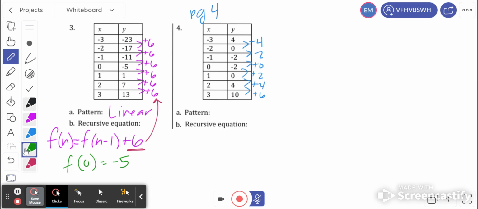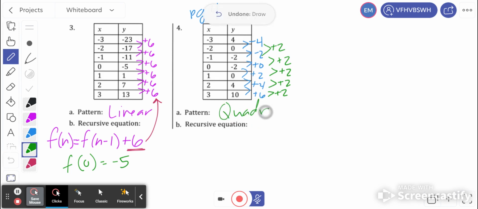So then what we have to do is take the second difference. When we take the second difference, we are adding 2, adding 2, adding 2, adding 2, and adding 2. So you notice that now it is finally consistent, which means it is quadratic. Okay, so if it is quadratic, we have to do our recursive still, but the problem becomes that it's a little bit more labor intensive. We have a little bit more we have to do.